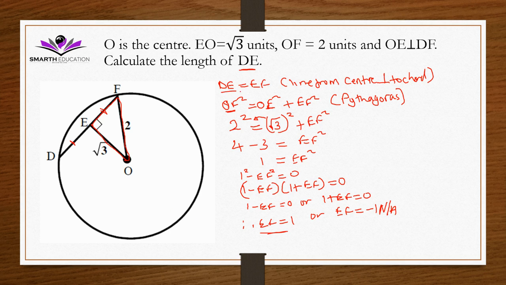Okay, but now if you answer the question, yes, DE is equal to EF. We talked about this when it started. So therefore, DE is equal to 1. Is it units? Yes, 1 unit. Okay, right, done. Let's move on to the third one.